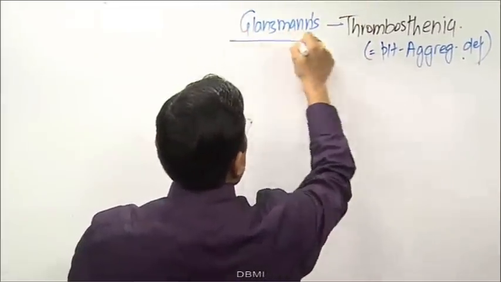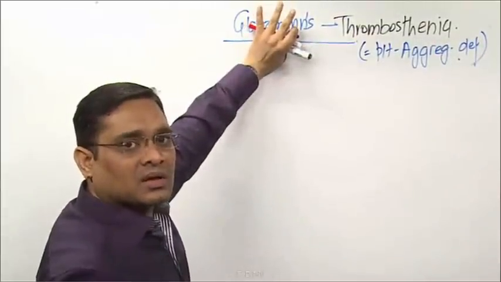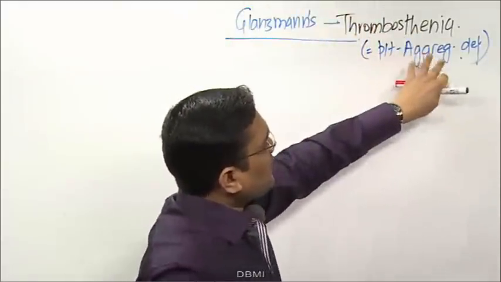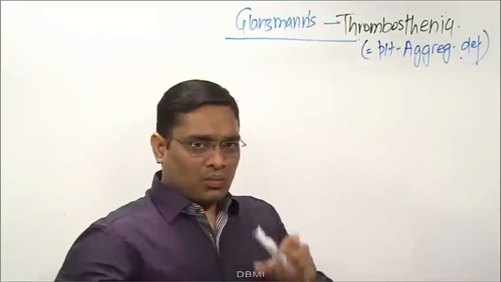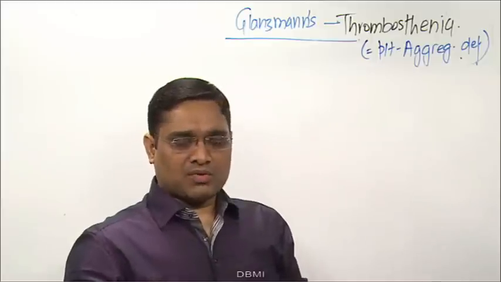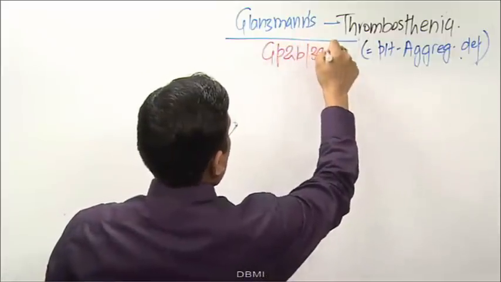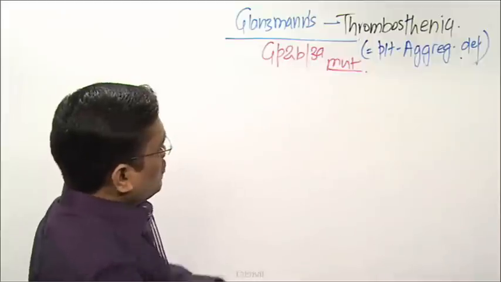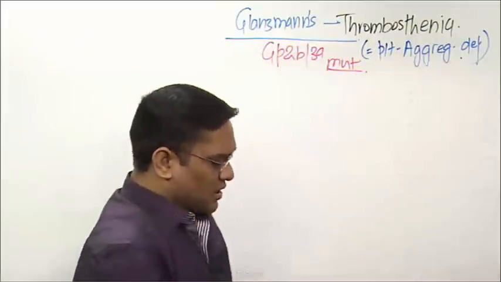See, this examiner has taken this word and they have silenced the Glanzmann's. So Glanzmann's thrombasthenia is a platelet aggregation defect in which the receptor of platelet is damaged or mutant. So it is because of GP2B3A mutation or defect. GP2B3A mutation will give rise to Glanzmann's thrombasthenia, which is an aggregation disorder.